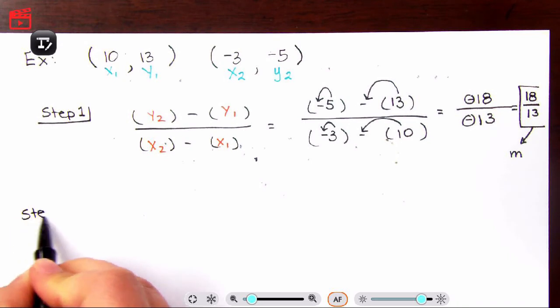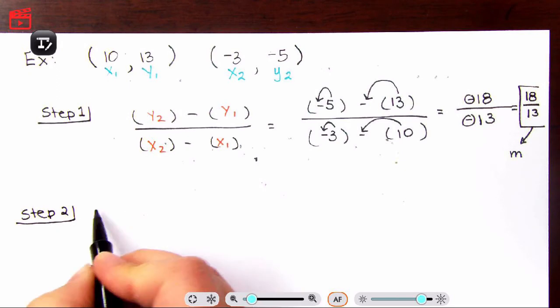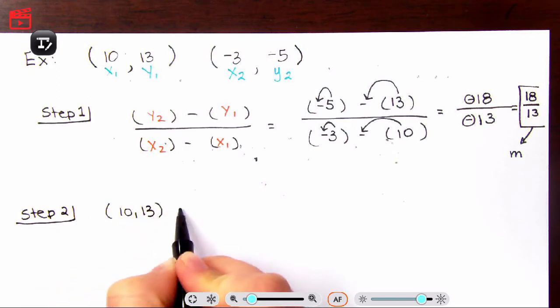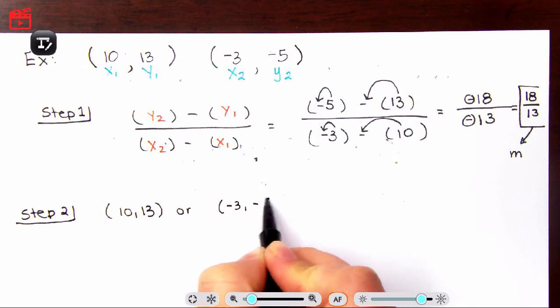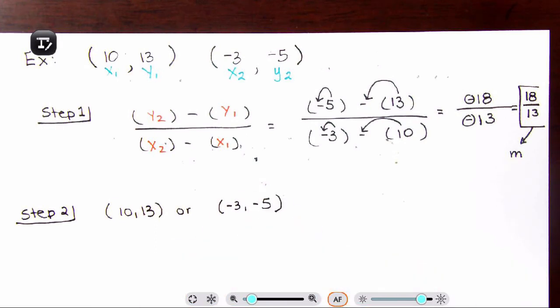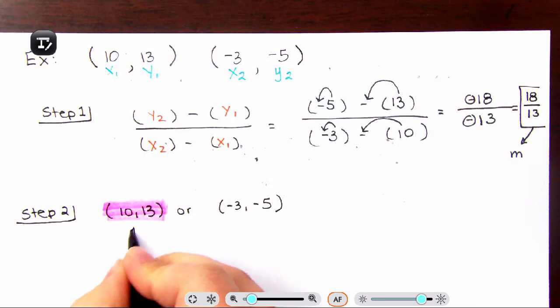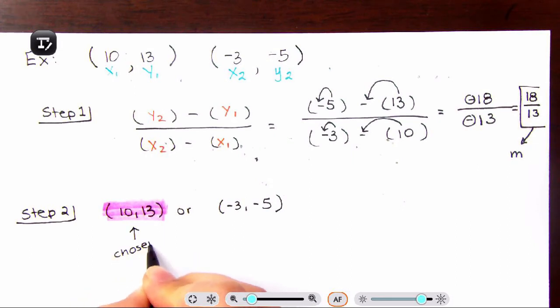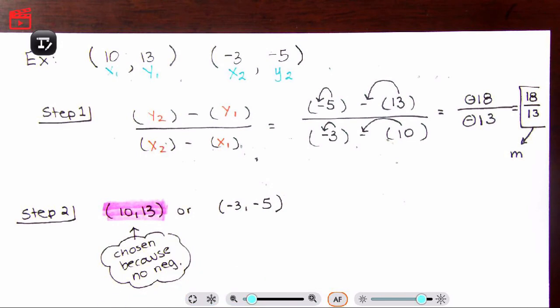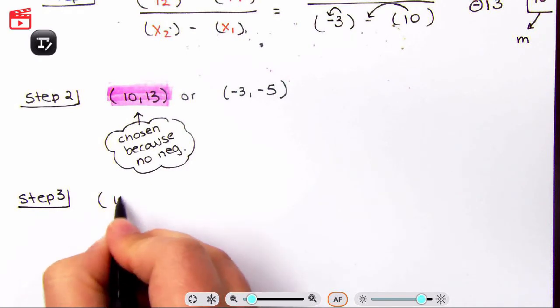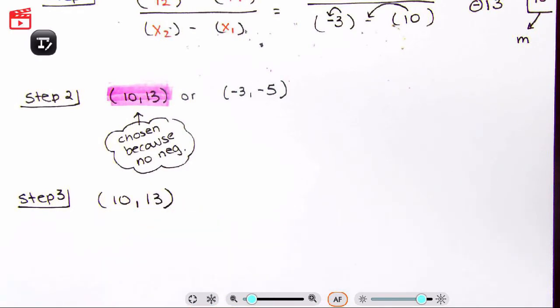Step number 2 is choose one of the given points. So 10, 13, or -3, -5. Now, remember, it's either choose the smaller numbers or choose the one with less negatives. I'm going to choose this one. These are bigger numbers. However, I'm going to choose this one because there are no negatives. Step number 3, you're going to take your chosen point and label it x1, y1.